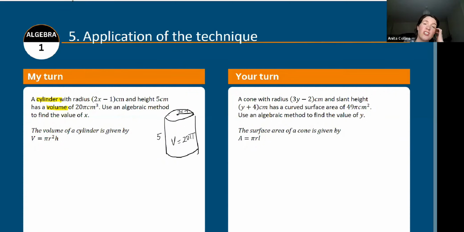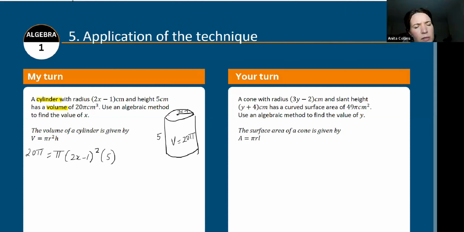At this point now, we just sub in anything that we can sub in. So do I know what V is? Yeah, I do. The volume is 20 pi. Pi is just pi. Do I know what r is? r is the radius, and the radius is 2x minus 1, squared. Oh, I'm going to have to square that bracket. And h is the height, that is 5. Right, so we're definitely getting an x squared out of this. So there's a feeling of quadraticness straight away.